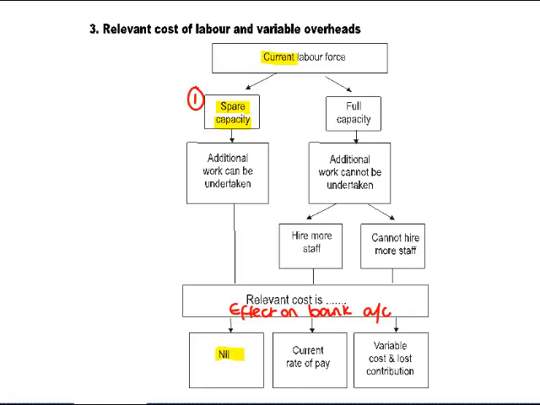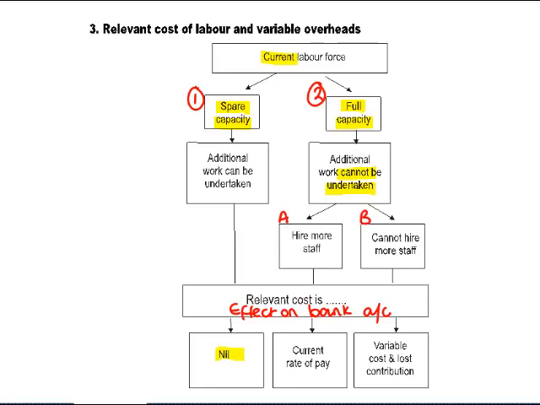However, there is another scenario that we need to consider, and this one is a little bit more complex. What happens if we are actually working to full capacity at the moment? Everybody is making raspberry jam and we haven't got any capacity to undertake any additional work. Now, within this scenario, there are also two scenarios that may actually occur as well.